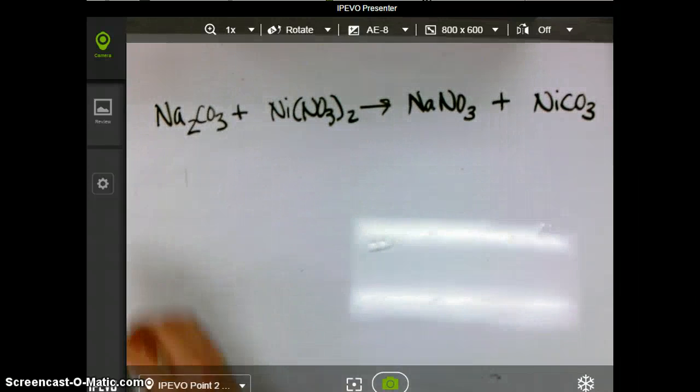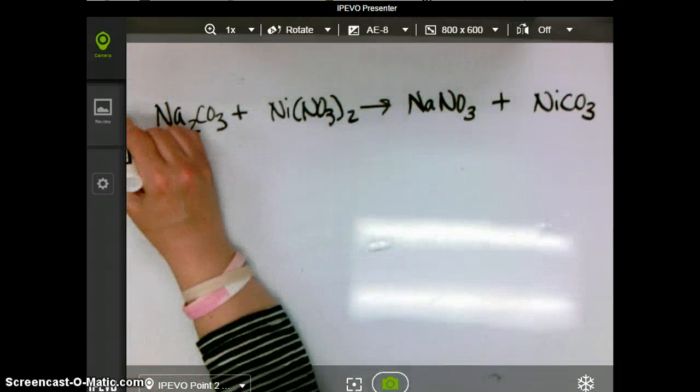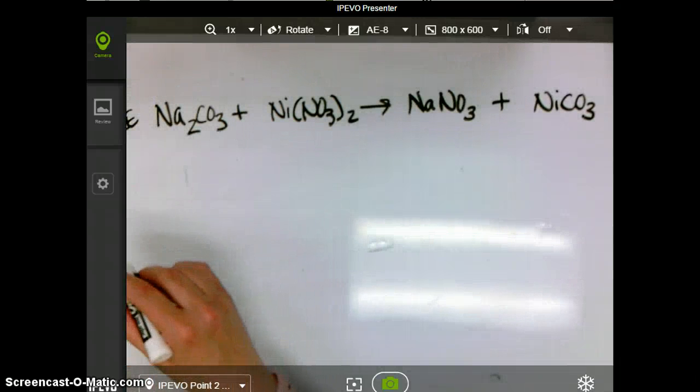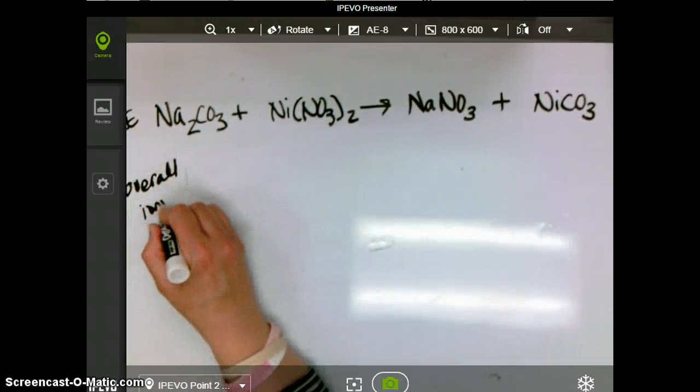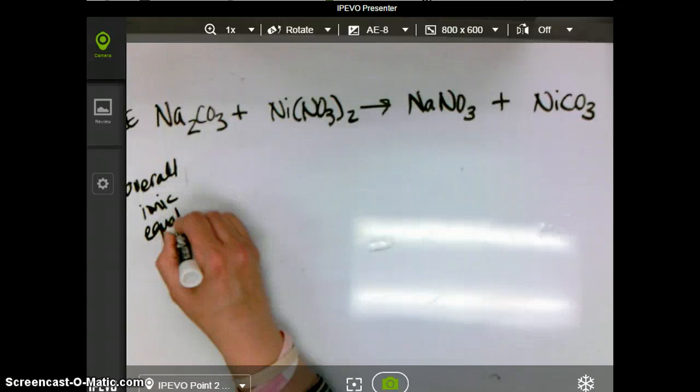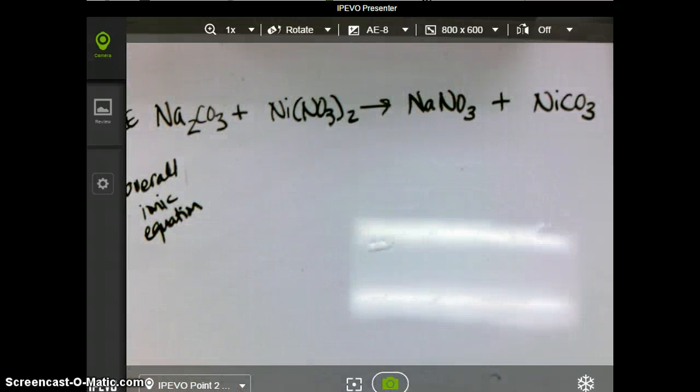Now, the overall ionic equation, that's the balanced chemical equation. The overall ionic equation lets us think really more deeply about what's happening in the reaction. And what we're going to do is, any of our compounds that are soluble in water, we're actually going to show them separated out or dissociated into their ions.